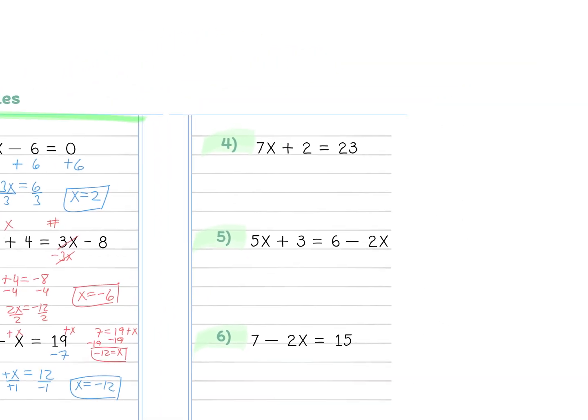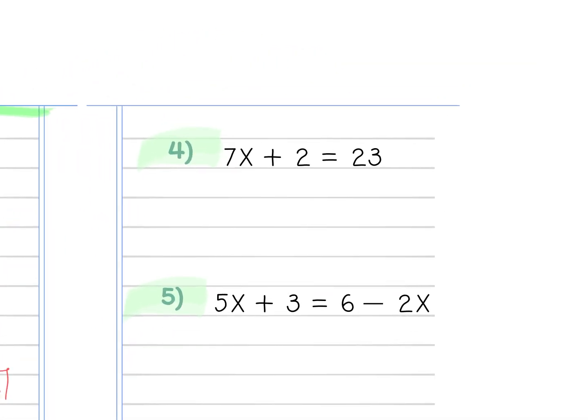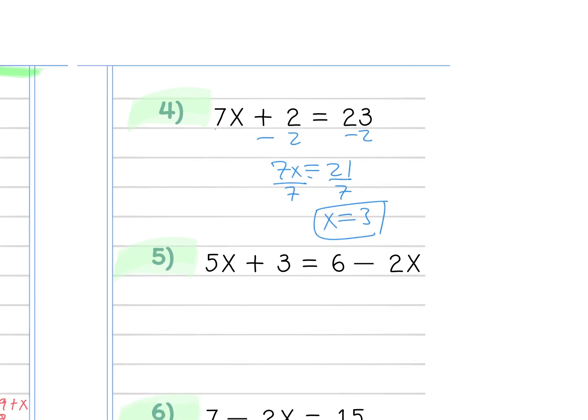All right, so now let's try the same thing over here. I'm going to solve for x. There's a 7x plus 2, so I'm going to get rid of that 2 first. Subtract 2 on both sides. We get 7x equals 21. Divide by 7 on both sides, and I get x equals 21 divided by 7, which is 3. All right, let's keep going.